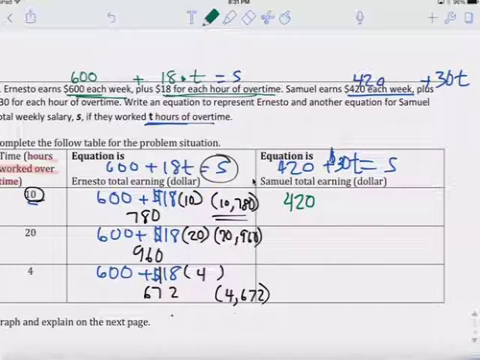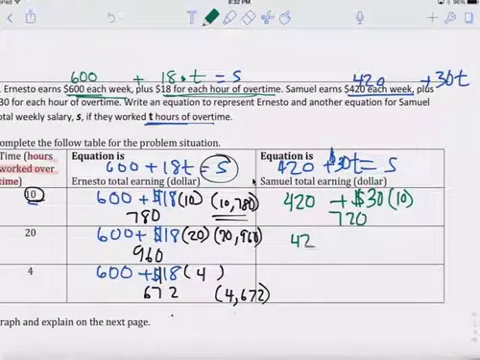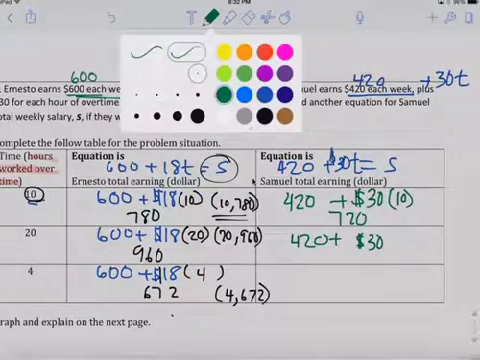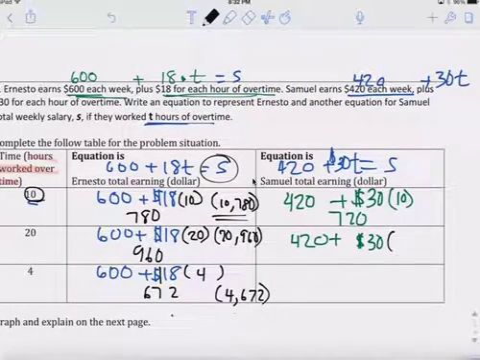Samuel makes a little less each week, but if he works overtime, he gets $30 an hour of overtime. So he worked 10 hours of overtime. Let's see his salary. 420 plus $30 an hour for 10 hours of overtime is 720. For 20 hours of overtime, that's 600, that's 1,020.